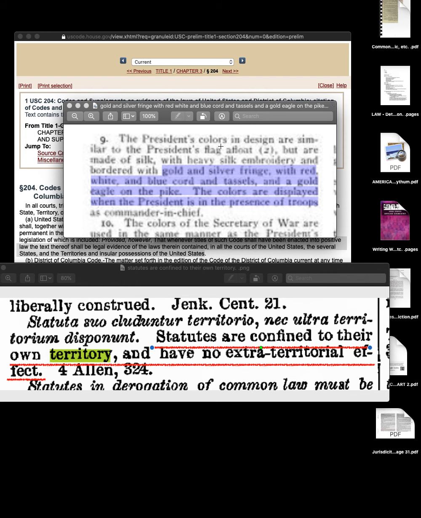The president's colors and design are similar to the president's flag afloat, but are made of silk with heavy silk embroidery and embroidered with gold and silver fringe, with red, white, and blue cord and tassel, and a gold eagle on the pike. The colors are displayed when the president is in the presence of troops as commander-in-chief.